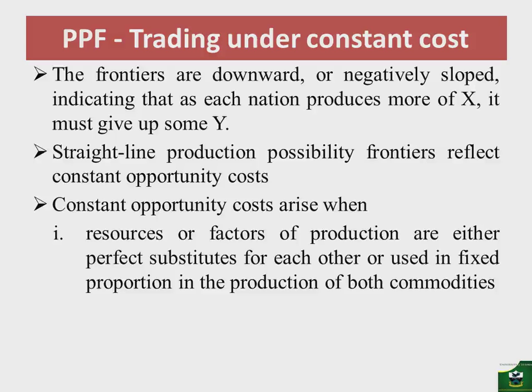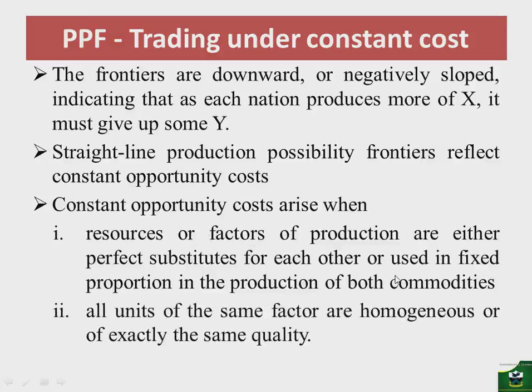And if they are used in fixed proportion, it means that for every level of output that is to be produced, the commodities that will be consumed have to be taken in at a given rate. So for example, if for you to consume 1 unit of X, you will need 3 of Y, it means that's how it will be throughout, and therefore this will give you constant opportunity cost.